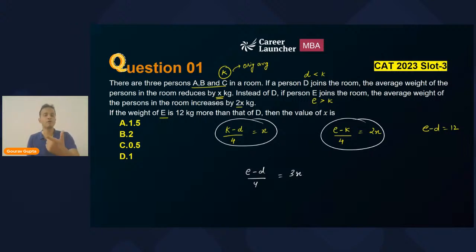Okay, why do I add? Because after adding, first of all, K will be eliminated and you will have E minus D in the relation. The value of E minus D is given as 12. So 12 upon 4 is equal to 3x. The value of x comes out to be 1. Okay, right? So yes, the correct answer is option D.